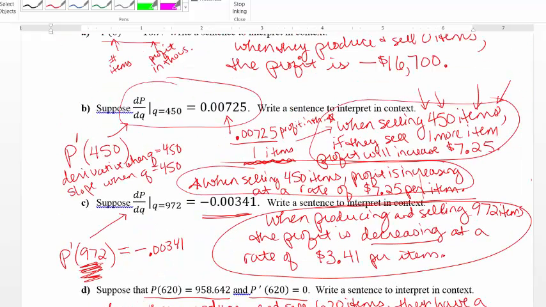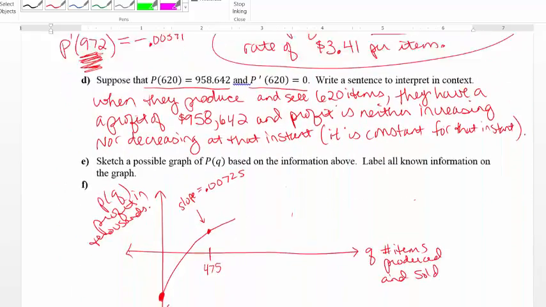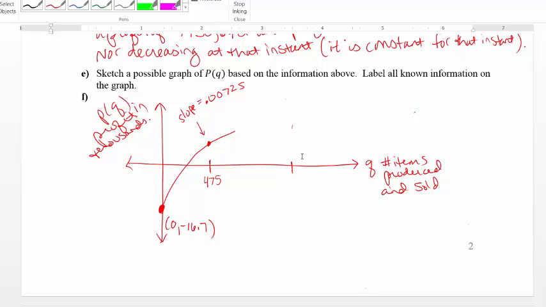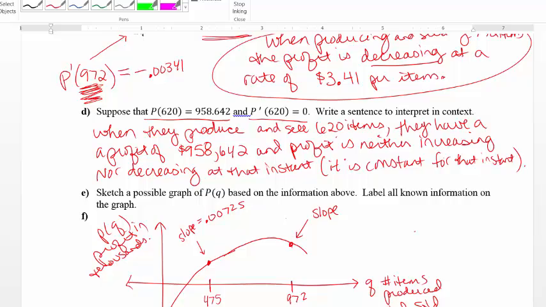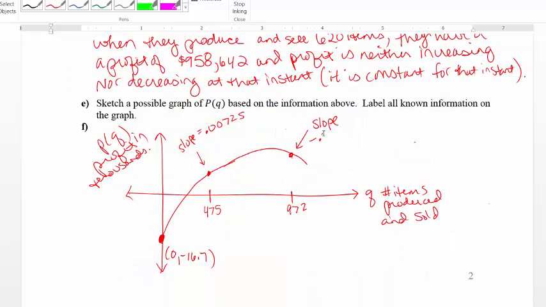Then in part C, they told us if you go over to 972, then the slope's negative. So at 972, the profit function's going down again. So again, let's just say that's over here, 972. So this maybe goes up, up, up, and then maybe turns and starts to go down, down, down. And right here, I don't know how high the function is, but I know the slope was negative 0.00341.